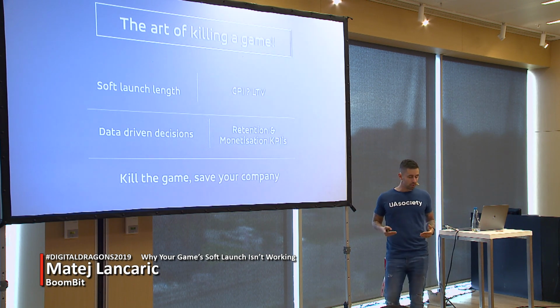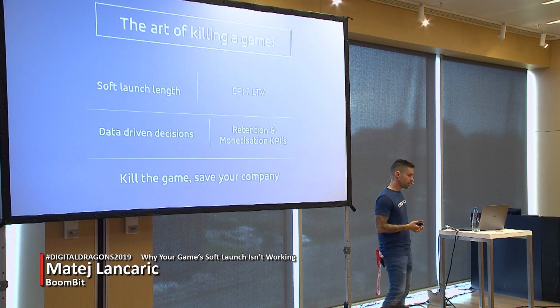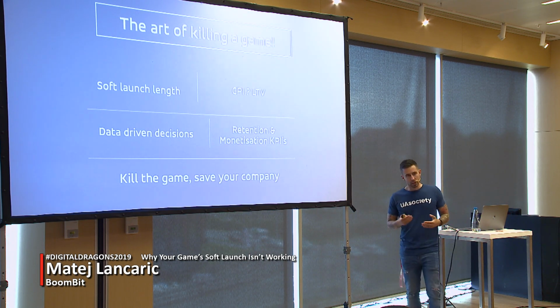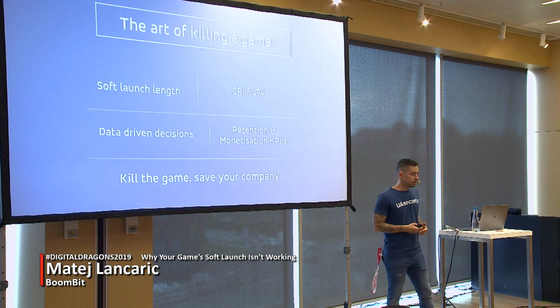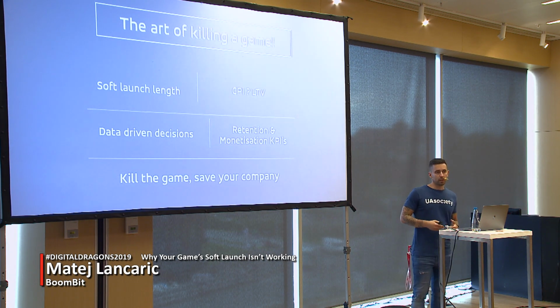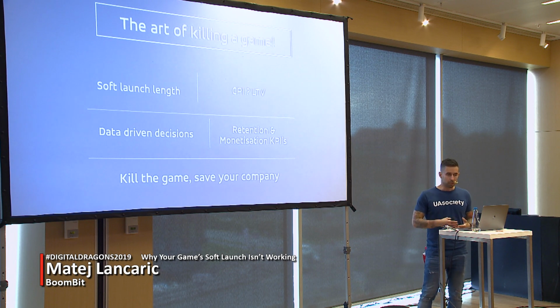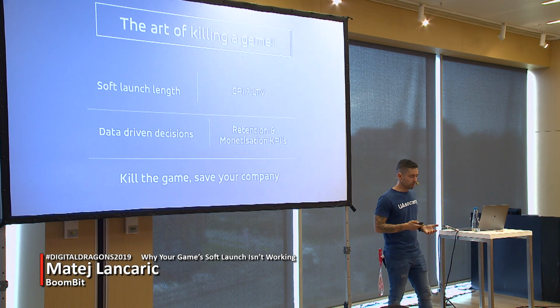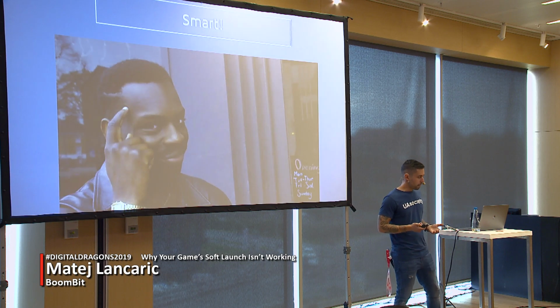I know it sounds a bit harsh, but if you are in a soft launch for, I don't know, 6 months and your KPIs are not improving, then you should simply make data-driven decisions and kill the game and move on, and maybe the next game will be even better, right?